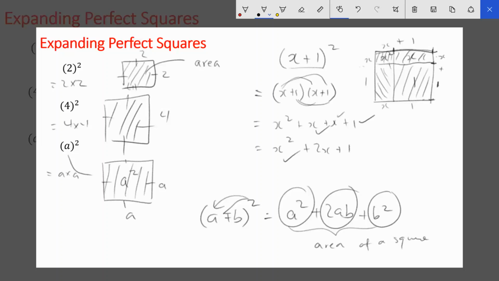And you're going to keep that in mind for completing the square, because it makes sense why you say complete the square. Okay, but I'm not going to go in more depth than that. I'm just going to leave it there. Just remember, perfect square is literally a square.